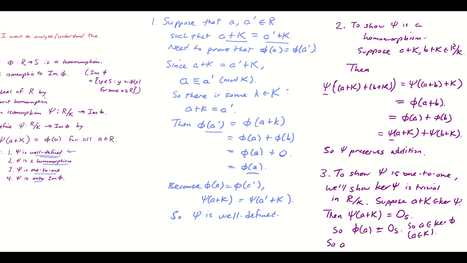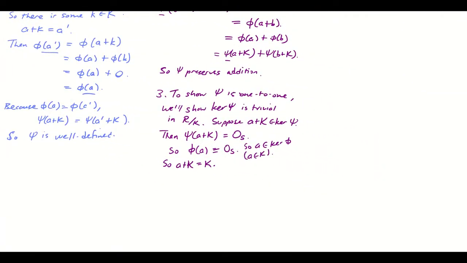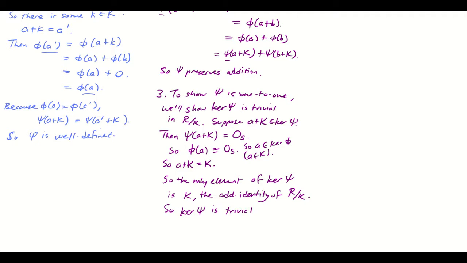And that means that the coset a plus K, that's really just K. That's the 0 element of our quotient ring. The 0 element of our quotient ring is always the ideal itself. Okay, so this means the only element of the kernel of psi is K itself. That's the additive identity of R mod K. So the kernel of this map is trivial. Thus, the map is 1-to-1.